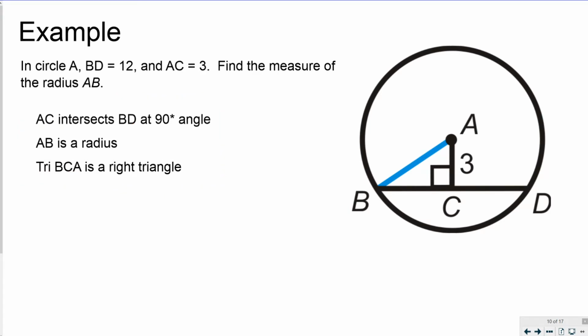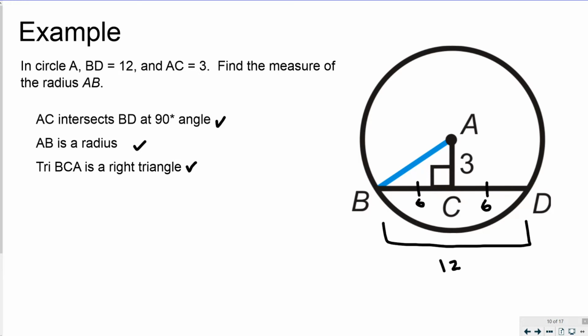Okay, so the first thing I can apply is that AC intersects BD at a 90-degree angle. BD is stated to be 12. So if I go from here to here, that distance is 12. Since AC intersects it at a 90-degree angle, this half and this half are congruent. So if I take 12 and split it in half, it would be 6 and 6. Okay, so I have two sides of a right triangle now. If I focus specifically on triangle BCA, so I've used that fact, I've used this fact, and now I'm going to use the fact that it's a right triangle.